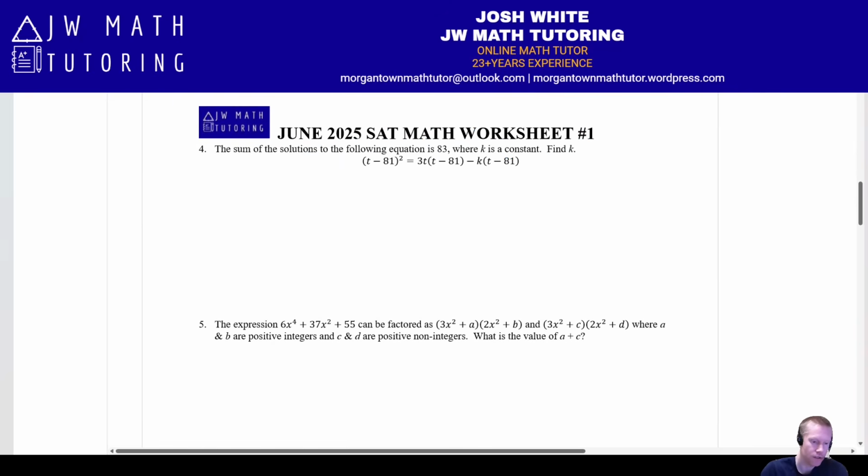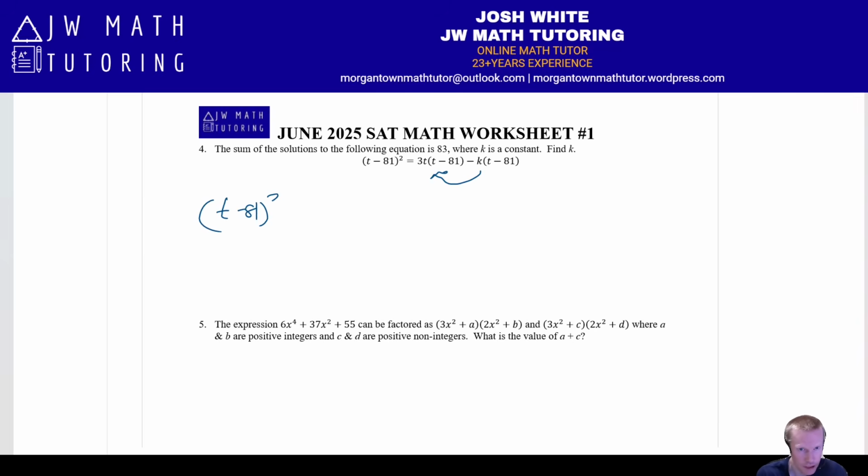Problem number 4, sum of solutions problem, and you have a constant. I'll show you first how to do this by hand, then we'll take a look at the Desmos solution. So the way to solve this by hand is basically to do the following. Bring everything over to one side. So I'm going to move everything over to the left.